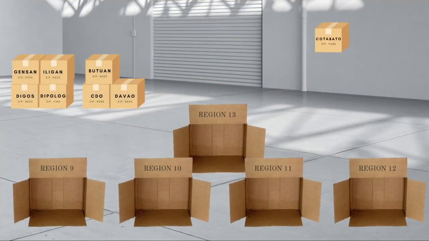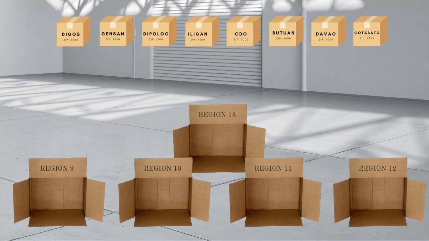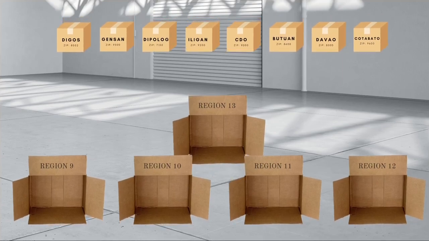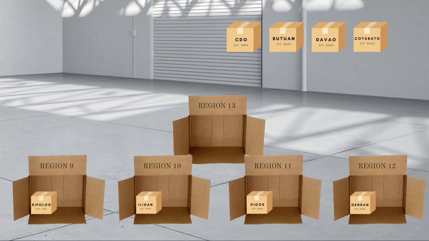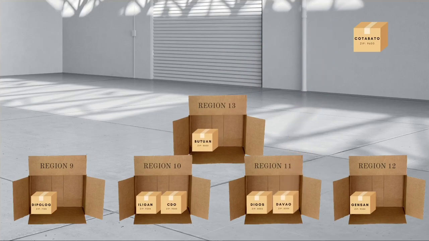Now comes the conquer part. Each bucket is sorted individually. This is much easier as each bucket has fewer packages than the total and all belong to the same region. So as we know, Digos City belongs to region 11, General Santos to region 12, Dipolog to region 9, Iligan is region 10, as well as CDO, and Butuan to region 13, and Davao City, of course, belongs to region 11, and finally, Cotabato belongs to region 12.